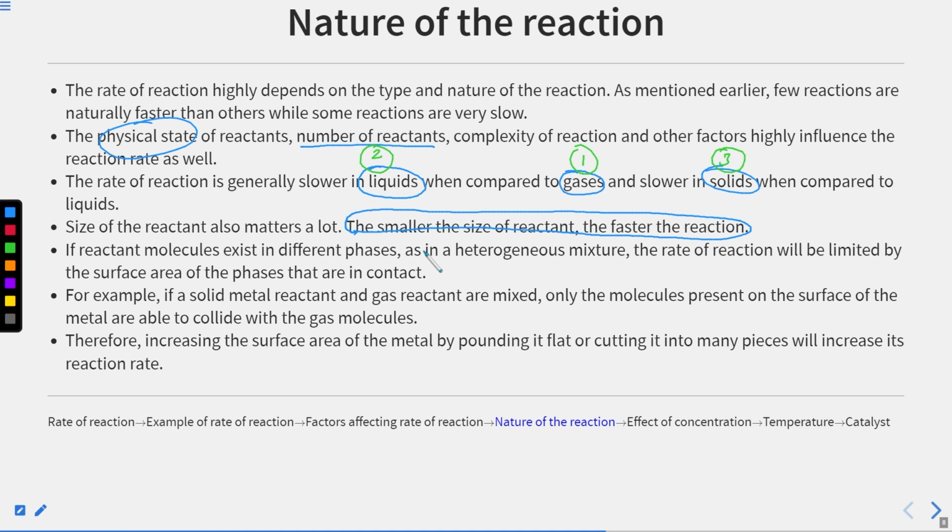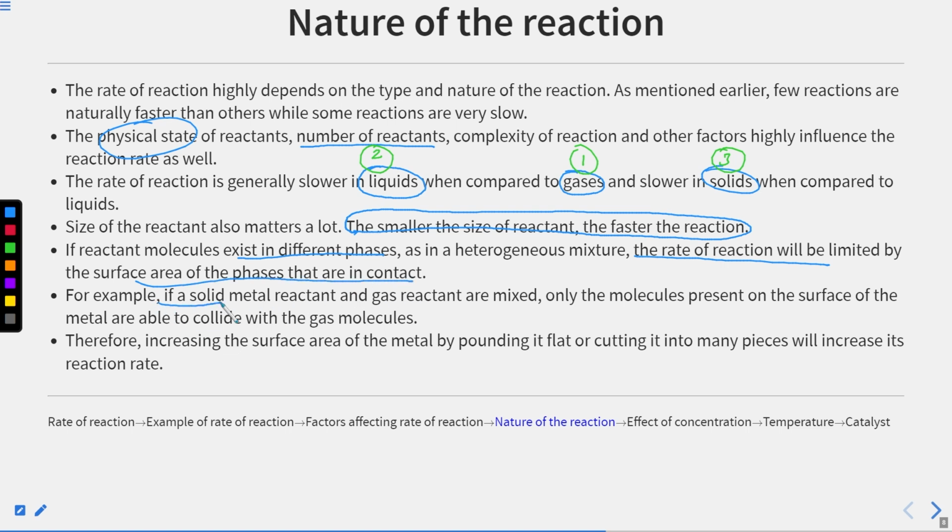What I mean here is that the size difference between molecules is not so large that it would affect the rate of reaction through their covered area. So it's the speed and the number of collisions that decide in the end. Now, if reactant molecules exist in different phases, as in a heterogeneous mixture, the rate of reaction will be limited by the surface area of the phases that are in contact.